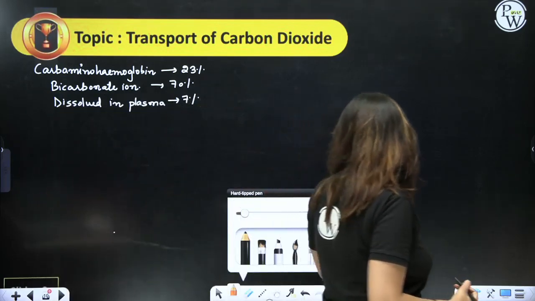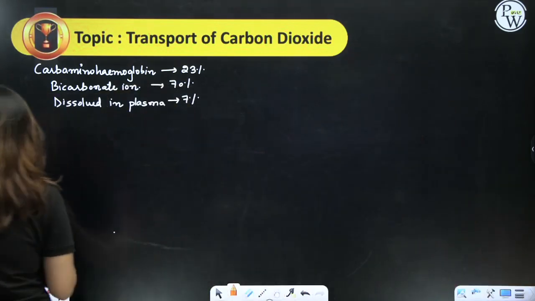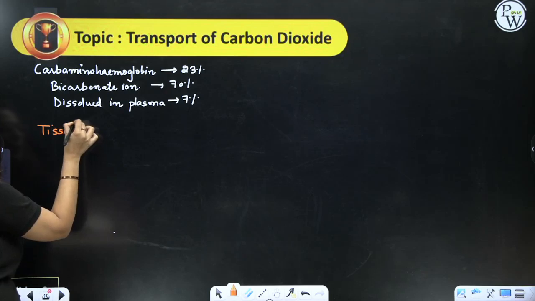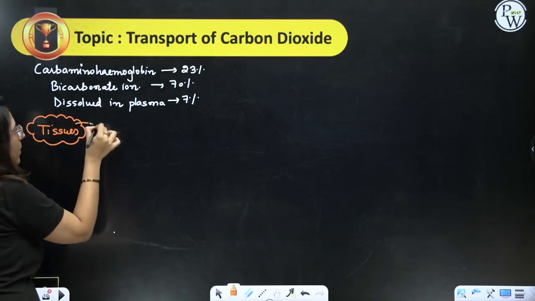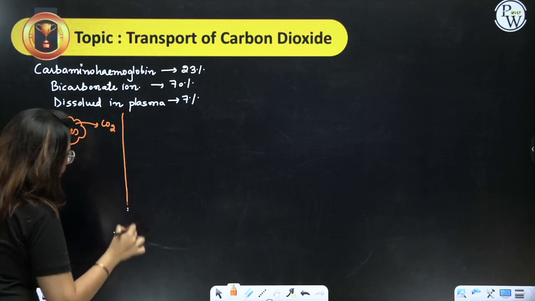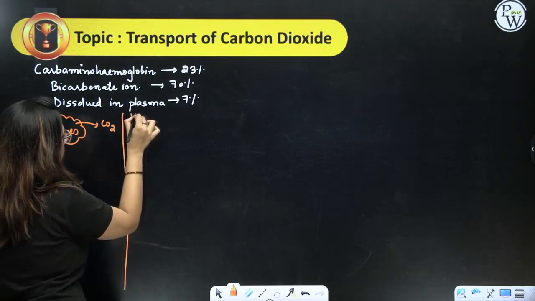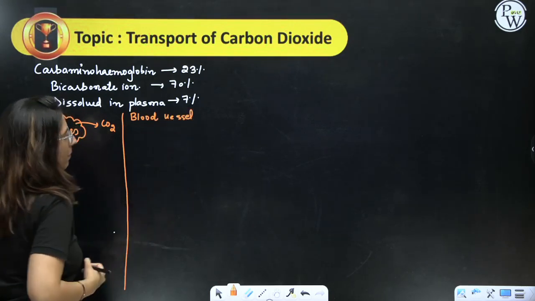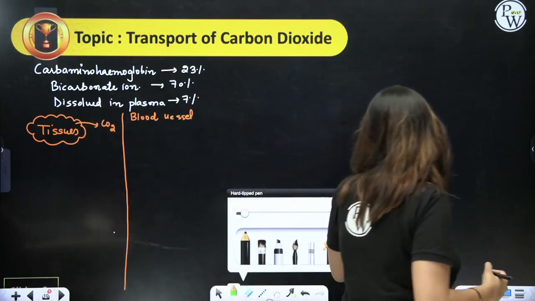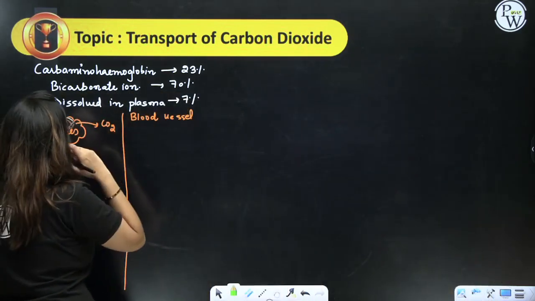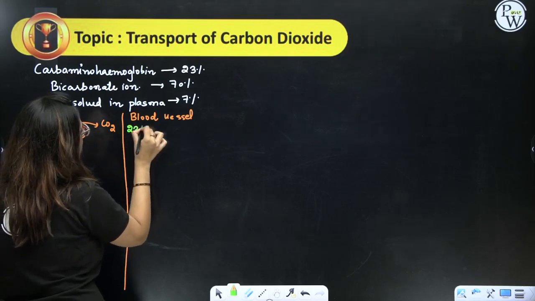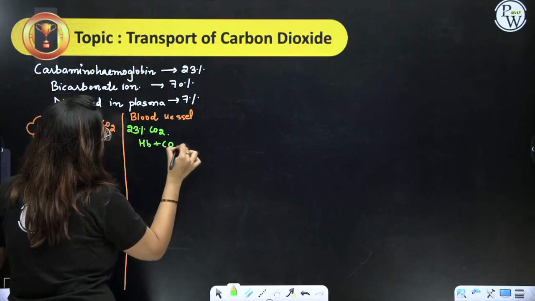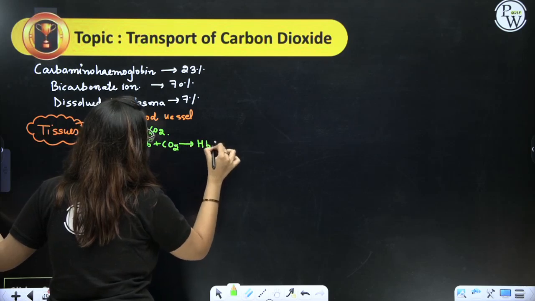Now let's revise these things. So what happens is, now we are having tissues, right? Tissues give us carbon dioxide, and now this tissue carbon dioxide enters the blood vessel with the help of diffusion. Now here the following reaction occurs. First, you should know that out of this, 23% carbon dioxide binds to hemoglobin and it will form HbCO2.